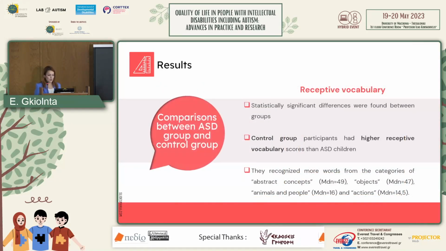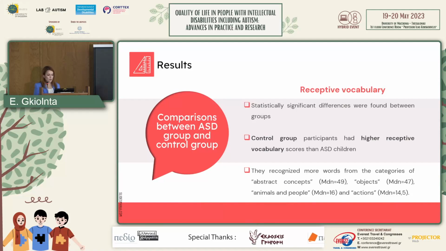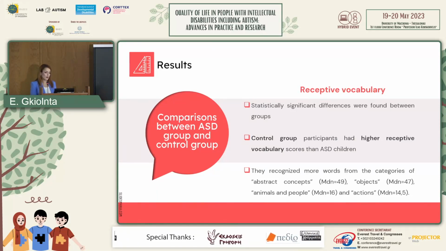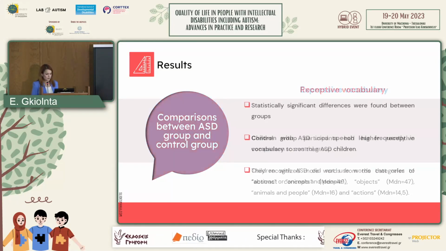For the receptive vocabulary, some comparisons were made between the first group and the second group, the ASD group and the control group. Statistically significant differences were found between those groups. The control group participants had higher receptive vocabulary scores than ASD children, and they recognized more words from the categories of abstract concepts, objects, animals and people, and actions. Those were the main four categories of words that were found.